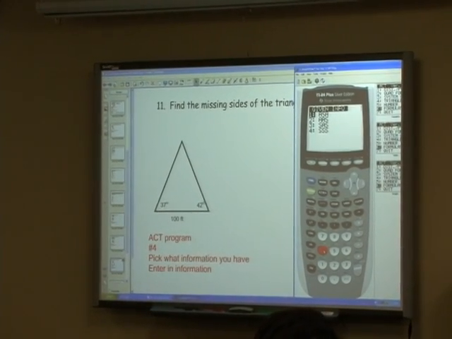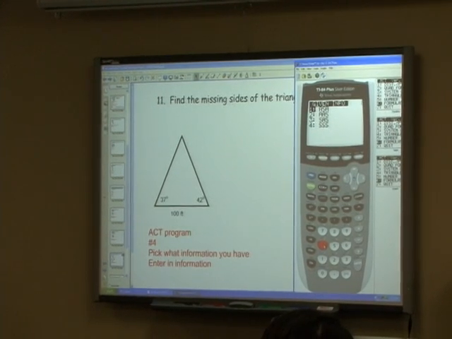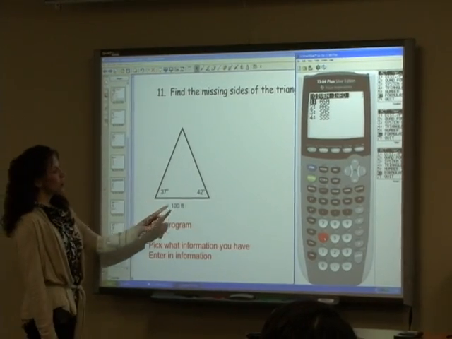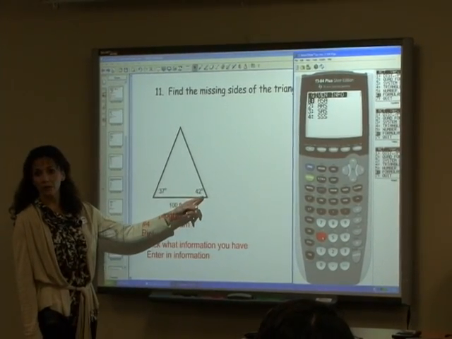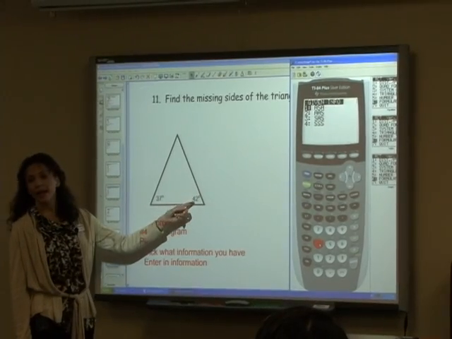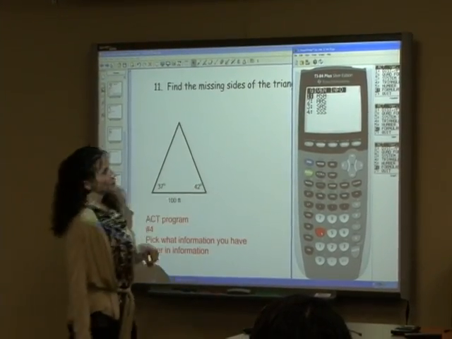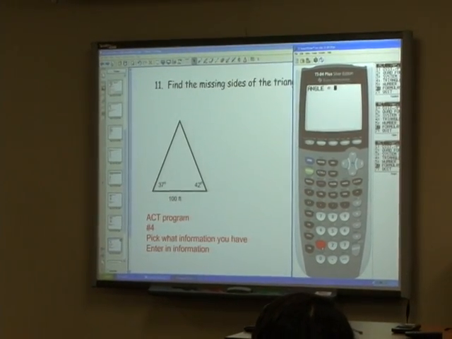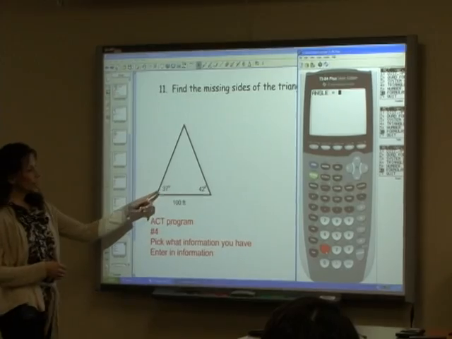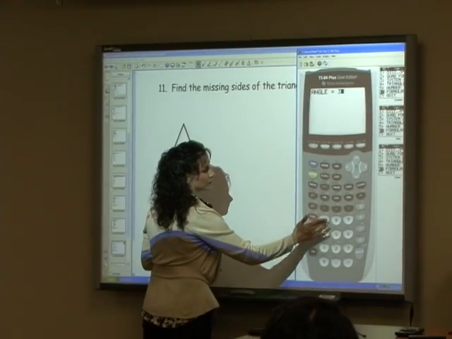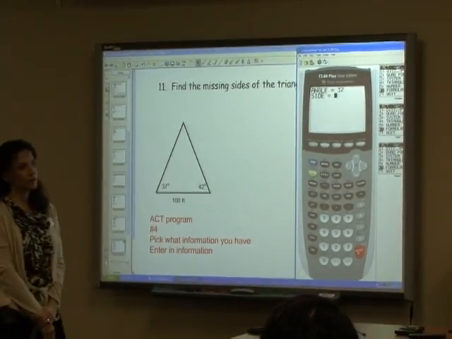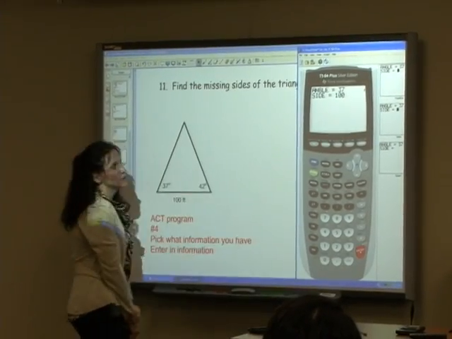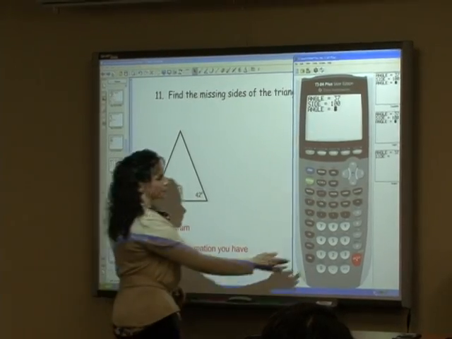Okay, this is the only thing that you need to figure out when entering in your information. What kind of triangle do I have? I have an angle, I have a side, and I have another angle. So I have angle, side, angle. Okay? So that's going to be number 1. Then it's just going to ask you to fill in the information. What's my first angle? 37. Enter. What's my side? 100. What's my other angle? 42.